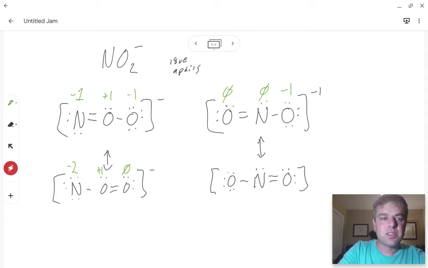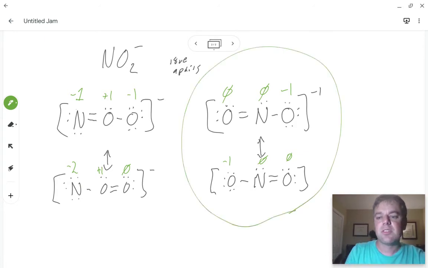Down here, it's going to be the exact opposite. The oxygen on the right is going to be 0, nitrogen is 0, and the oxygen on the left is going to be -1. So on the basis of formal charge, this structure is preferable because, first of all, it minimizes the formal charge. Most things have a formal charge of 0. And then you've got a -1 and a -1. So hopefully that helps make a little bit of sense for formal charge.